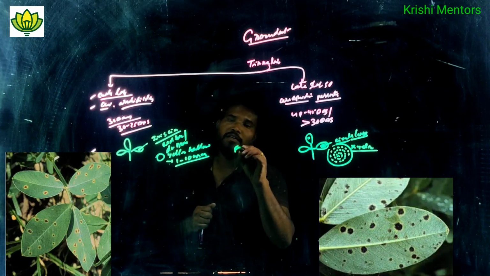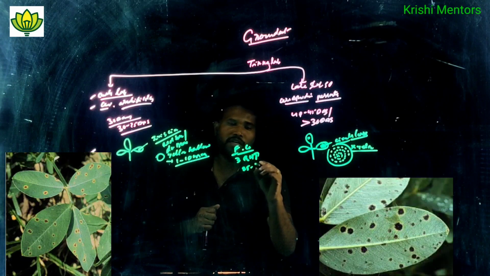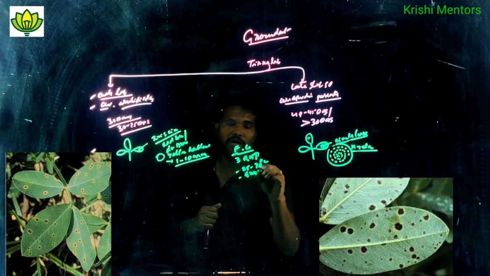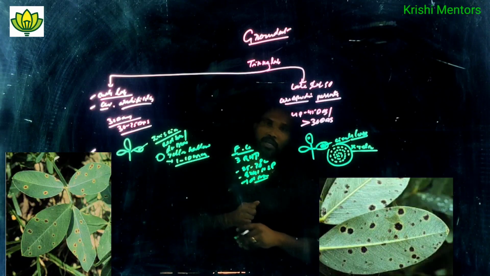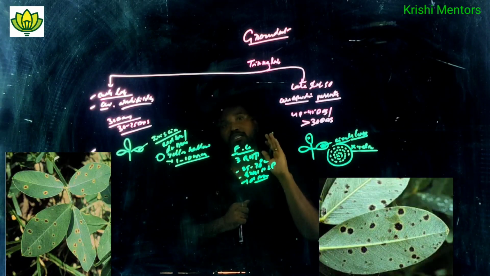Remember, so what are the favorable conditions? Generally continuous 3 days of high relative humidity, and 25 to 30 degrees temperature, and excessive application of N and P fertilizer. Then deficiency of magnesium leads to susceptibility to the disease.